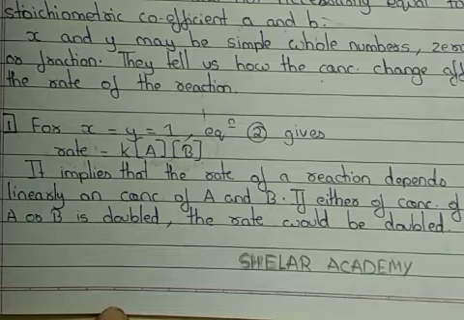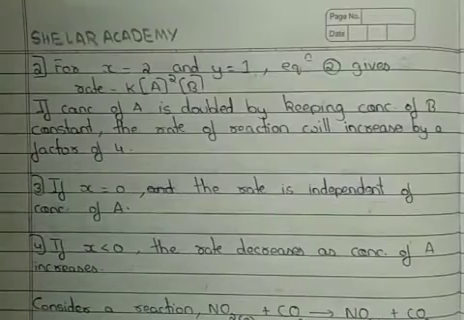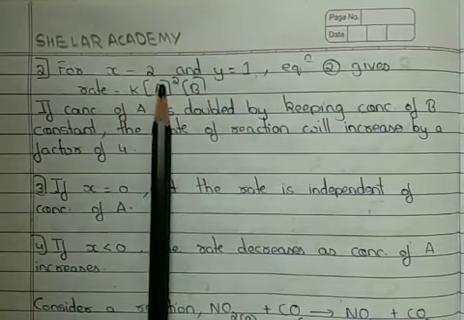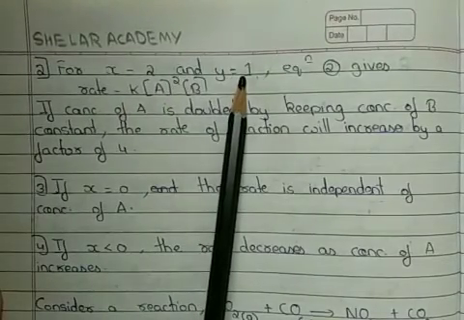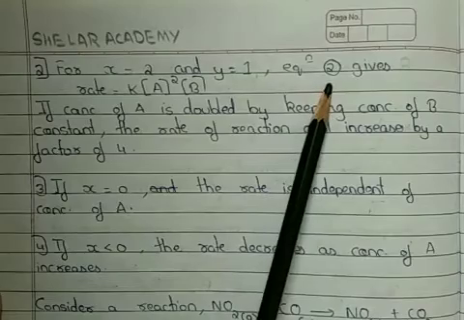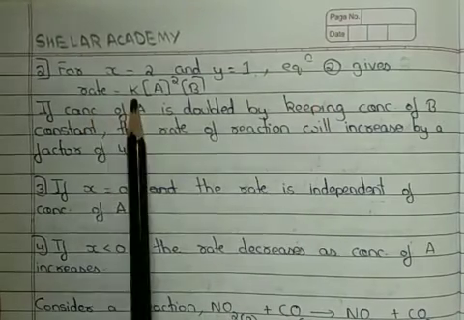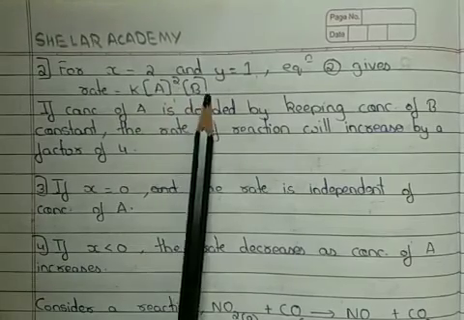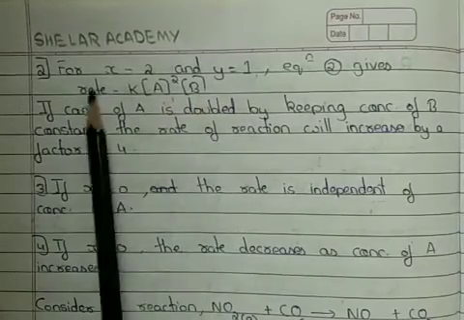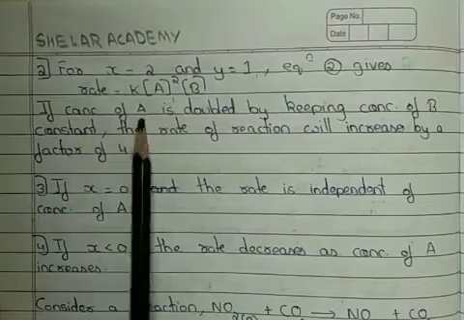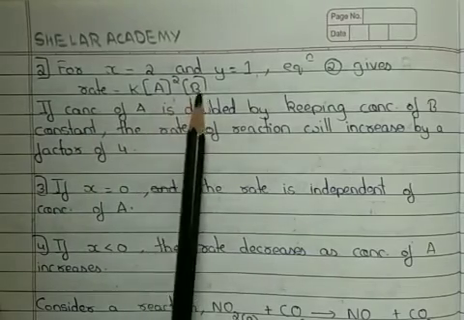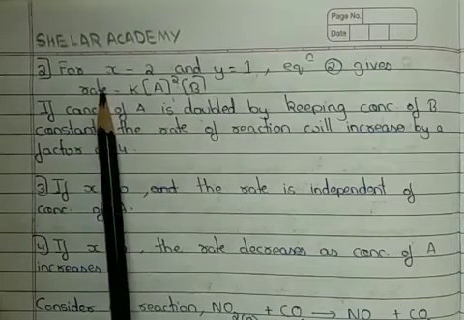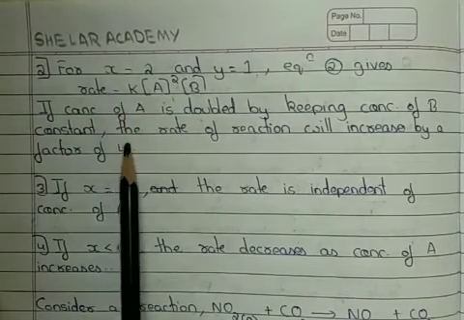Let us take the next example. Let me consider a second example where my exponent x is equal to 2 and exponent y is equal to 1. Then our rate law equation, equation 2, becomes: rate is equal to k, concentration of A raised to the power 2 and concentration of B raised to the power 1. According to this, if the concentration of A is doubled by keeping the concentration of B constant, then the rate of reaction will increase by a factor of 4.